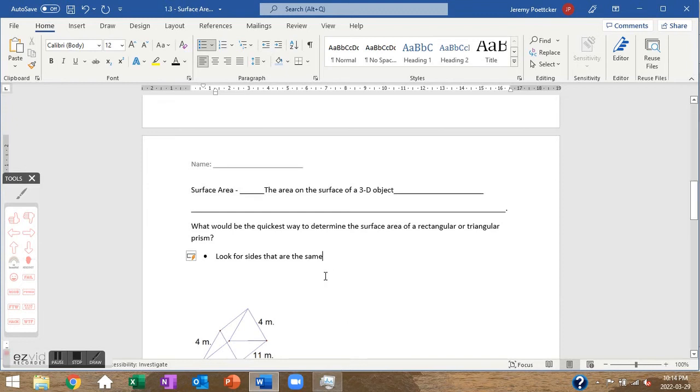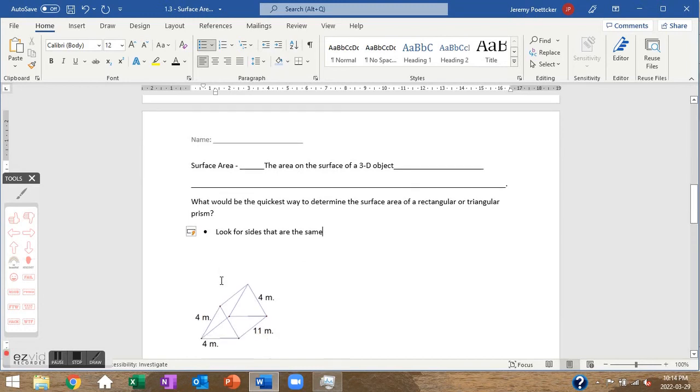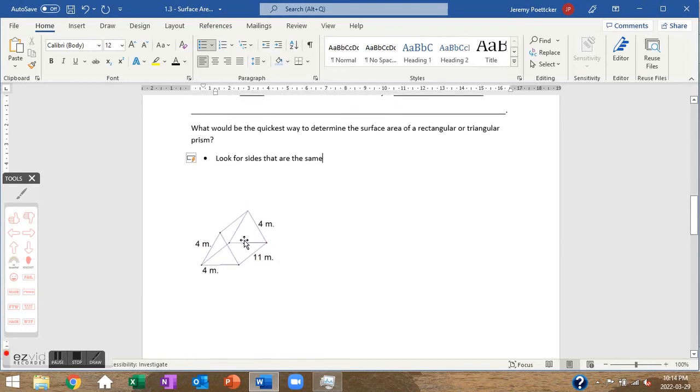And find the area of each side. And if we've got 4 or 5 or 3 or 2 sides that are exactly the same, we multiply those ones. All right? On this lovely triangular prism, there are in fact 5 sides. I could do each of them separately. It's doable.